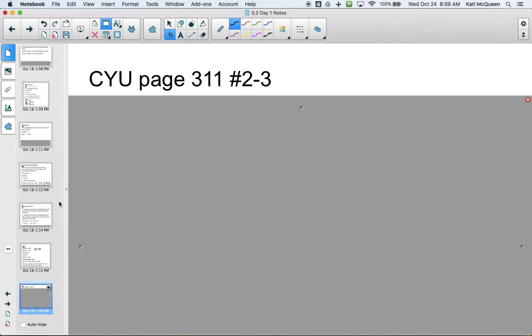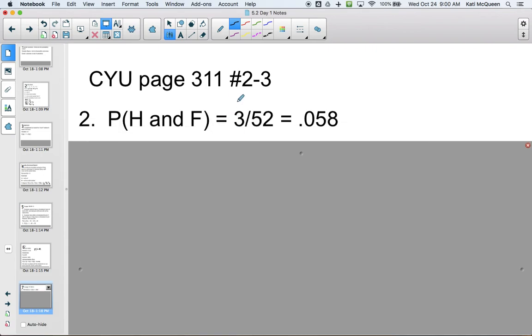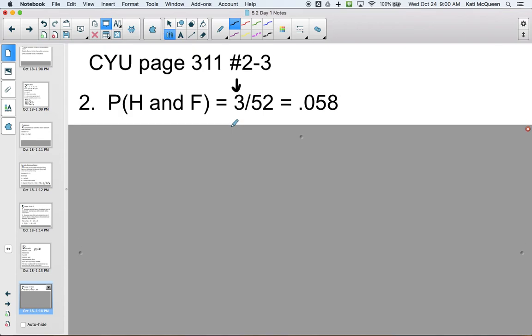All right, number 2 gives us two events, face card and a heart card. We wanted to know the probability of face and heart. So how many cards out of the deck are both a face and a heart card? There are 3 of them. We have the king, queen, and jack of hearts. So 3 cards out of the entire deck, which is 52. When we divide, we get 0.058 for our probability. So for the "and," you're just counting how many events would be in that intersection, dividing by the total sample space.